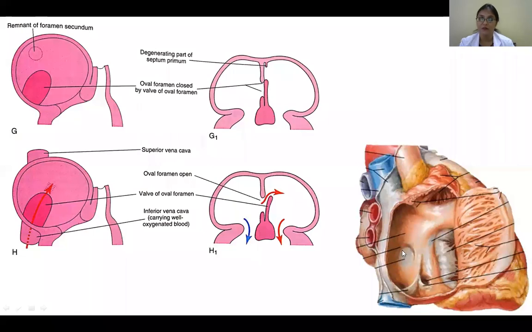In the interatrial septum, we'll ask you to identify the gross specimen when it is given, the right atrium. So in the interatrial septum region, you can find the fossa ovalis, and this is the limbus. This region forms the limbus of the fossa ovalis.